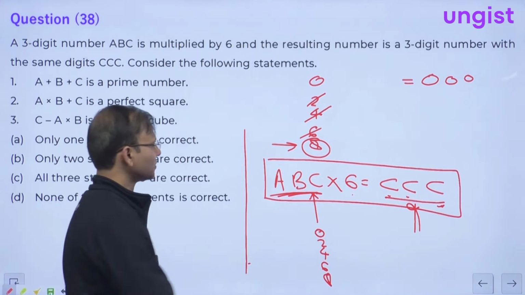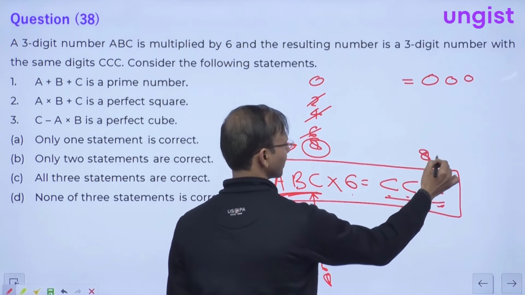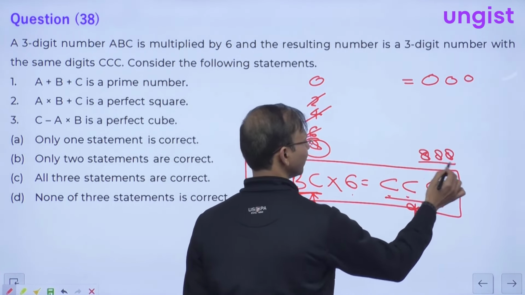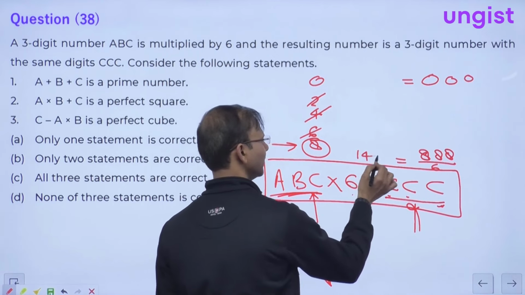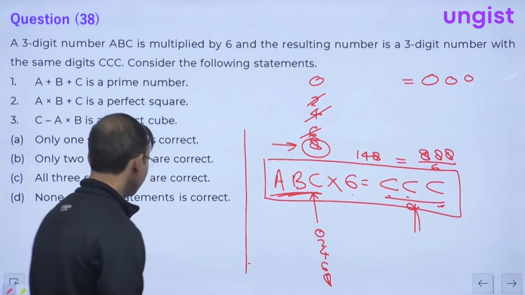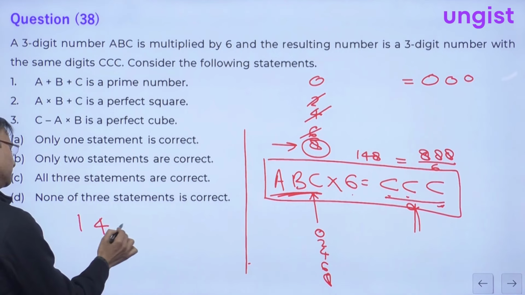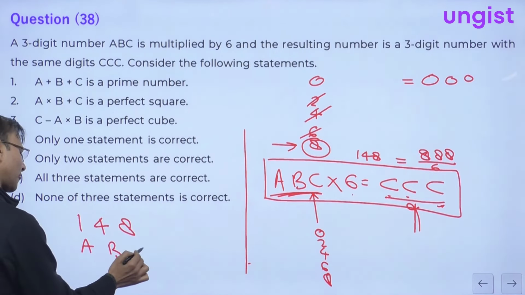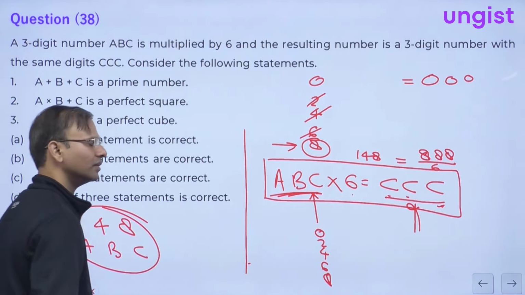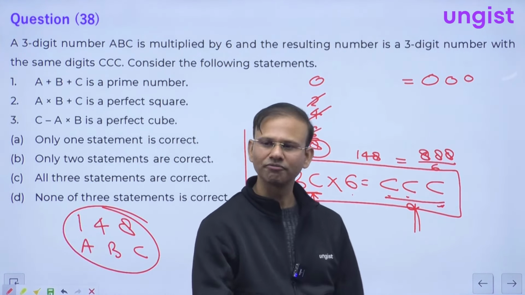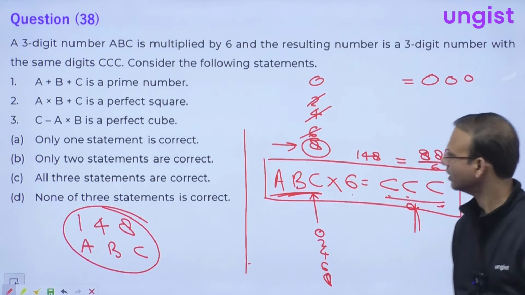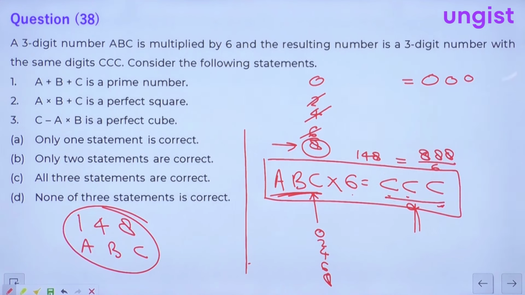So this CCC has to be 888. 888 divided by 6 is 148, right? So ABC is 148, guys. Okay, everyone? ABC is 148. Now tell me, what is the answer? Which is the correct choice, guys?